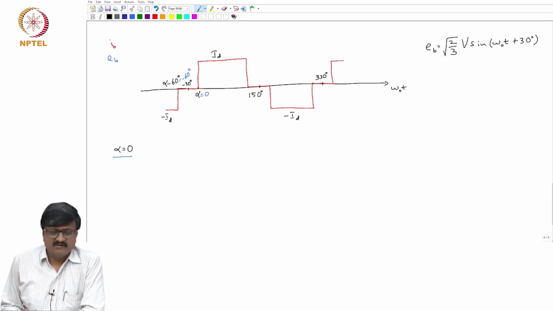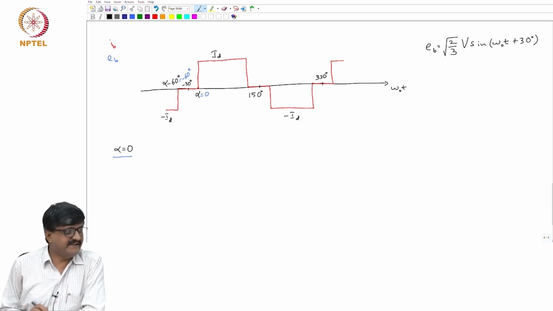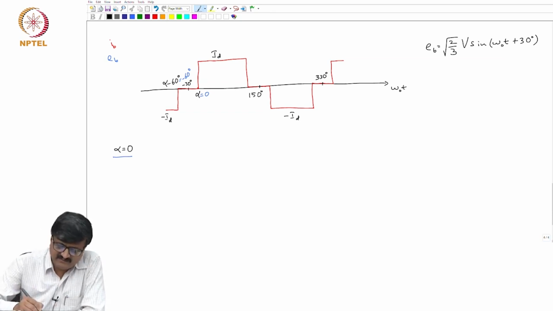Okay. Now, my intention is to draw EB. So, if I draw EB, it will have a negative to positive 0 crossing at minus 30 and positive to negative 0 crossing at 150, because minus 30 to 150 is of width 180. Then 150 to 330 is 180, again 180. So, EB is like this.